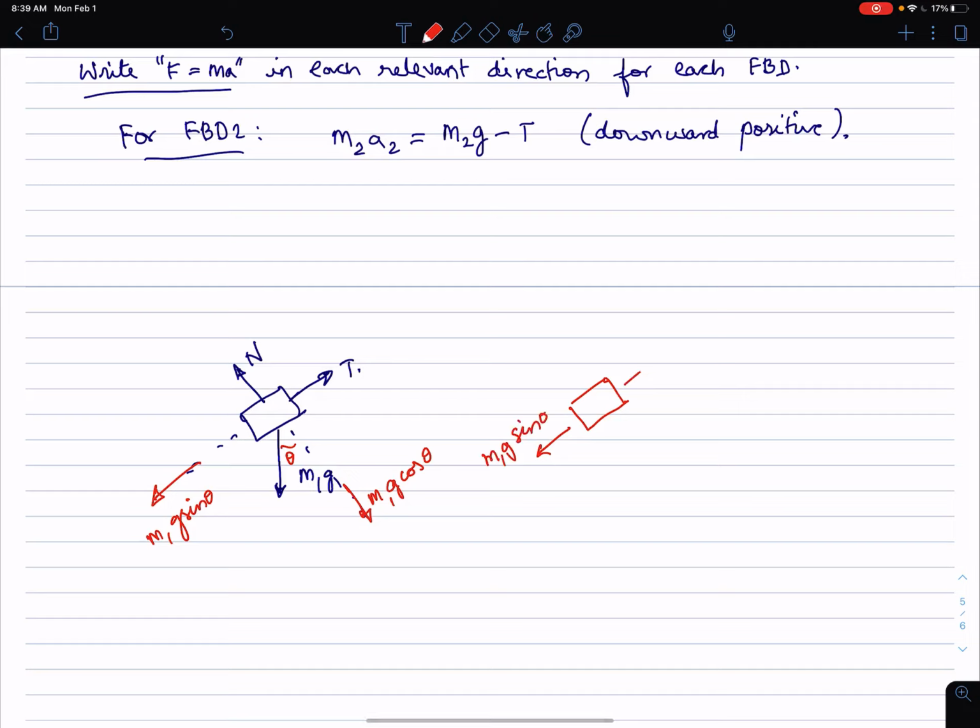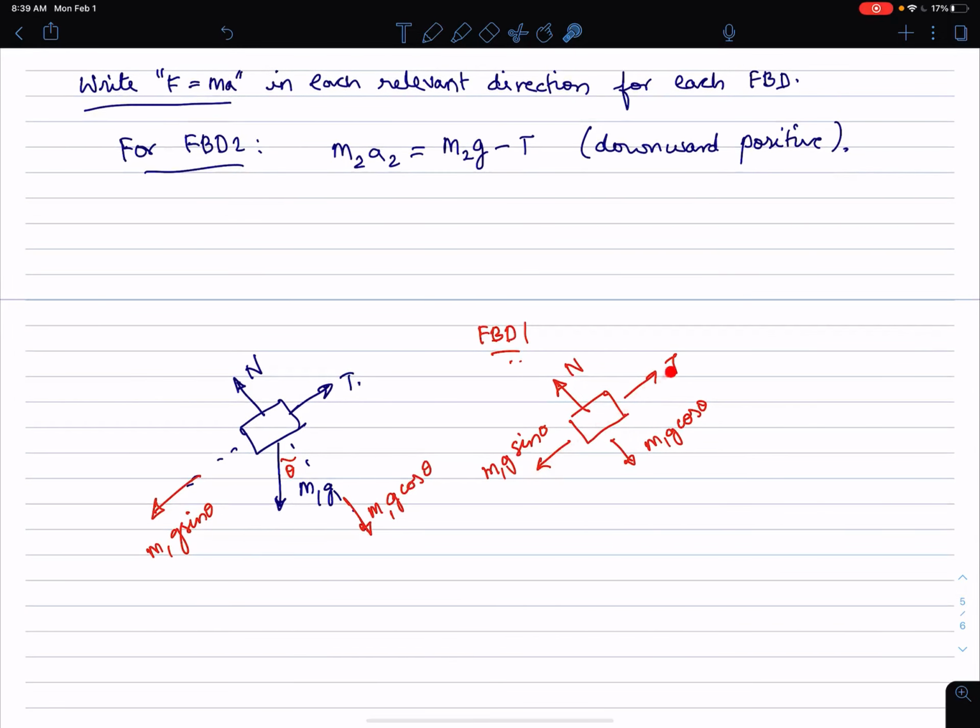so that the revised free body diagram is going to be m1g sine theta, T, normal reaction perpendicular to the slope, and m1g cosine theta into the ground, okay? So this is essentially free body diagram 1, but redrawn so that the forces are along and perpendicular to the slope. Okay, so this will be more convenient.